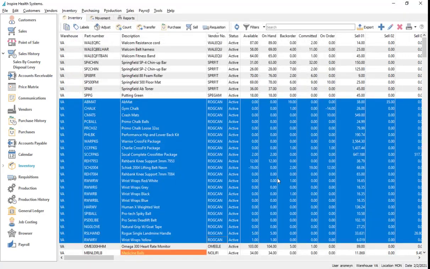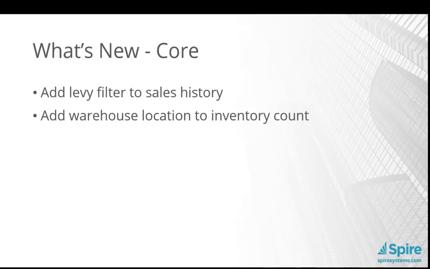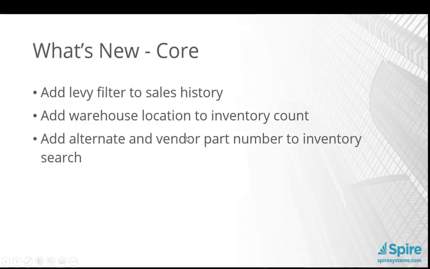Close that. While they're saving it, next: add the alternate and vendor part number to history or to inventory search.